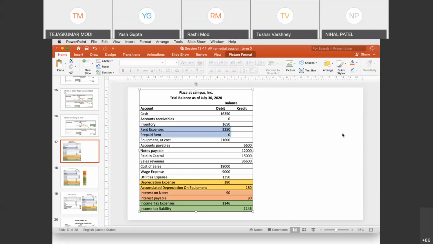I will ask someone else now, Rashi. Please, I request you to mute, please. So rent expenses. Now let me ask. It's so difficult to navigate between these windows. Okay, Rashi Jain is waiting in the classroom.